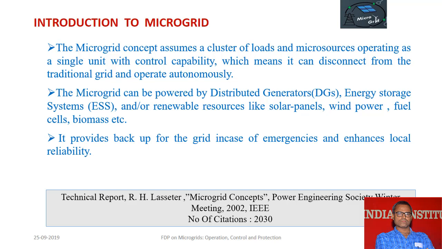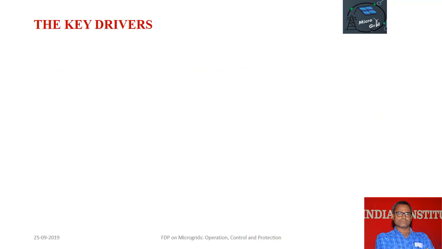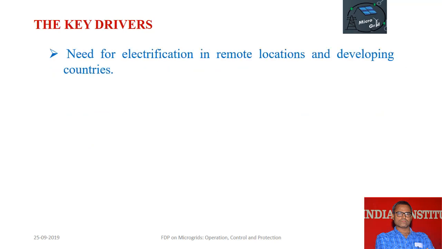So this is a technical report from IEEE which was published in the Power Engineering Society Winter Meeting 2002. It has a lot of citations. Now it must have increased also. So what are the key drivers for the microgrid?